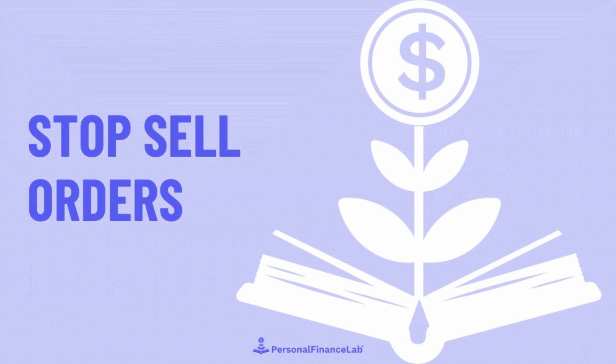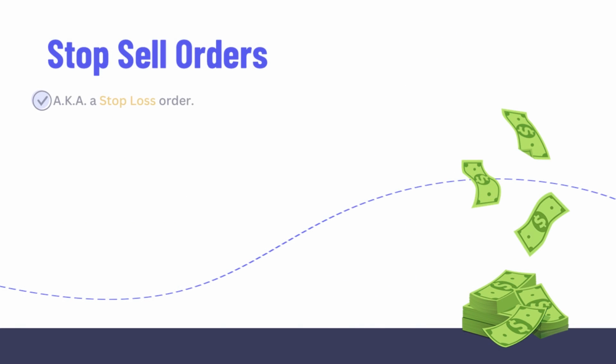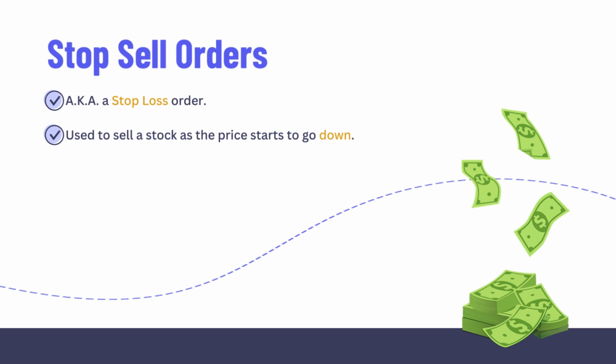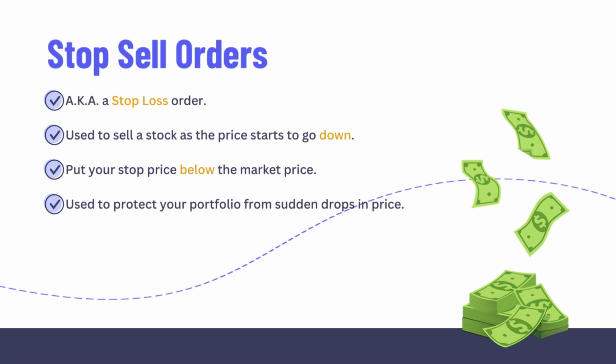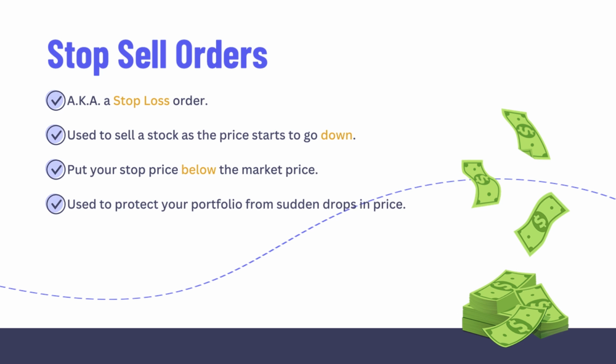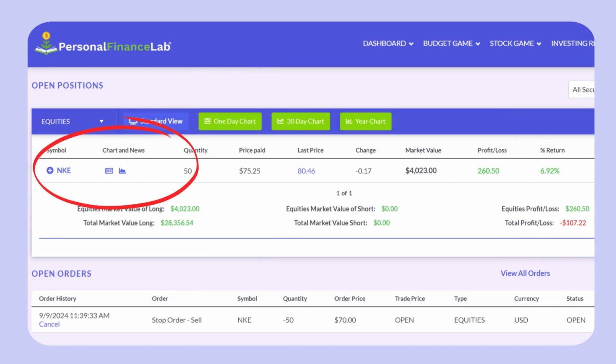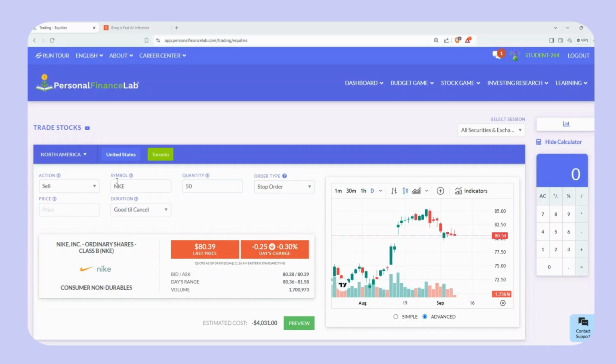gains. A stop sell order is also known as a stop loss order. This means you want to sell a stock as soon as the price starts to fall below a certain point. You'll put your stop price below the current market price. This is a great way to protect your portfolio from a sudden or unexpected drop in price. For every stock you hold in your virtual portfolio, it's a good idea to set a stop loss order. Follow the same steps we've shown you for the other order types, and set the price to limit your potential loss, but not too close to the current market price, or you may close your position too soon.